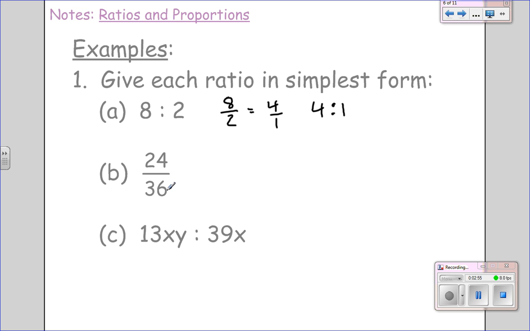24 over 36. If you didn't know that 12 goes into both these numbers, you could type it in your calculator, hit math, enter, enter, and you'll see you'll get 2 over 3.